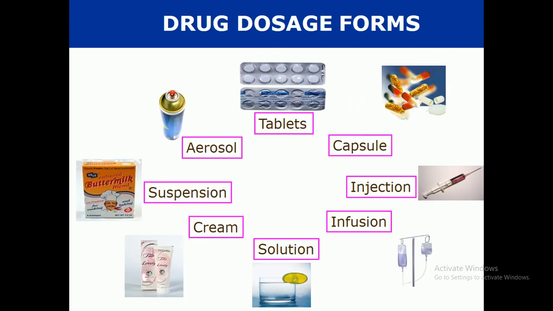Okay, drug dosage form. This is another one. Now, what is drug dosage form? It means the form in which the drug exists. For example, this is tablets. This is a solid unit dosage form, which is intended for oral administration. These are capsules, injections, infusions, solutions, creams, suspensions, and aerosols. Inshallah I will discuss each and every topic in detail.